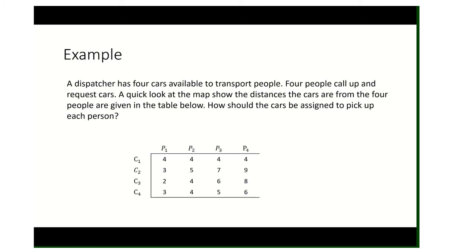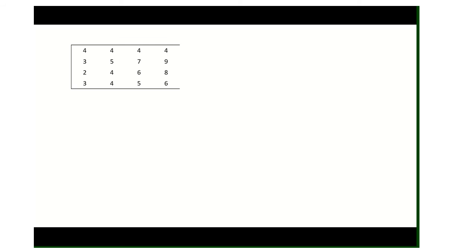So, another couple of examples to finish this up. Dispatcher has 4 cars available to transport people. 4 people call up and request cars. And so you can look at the distances between the cars and the people to pick them up. So how should the cars be assigned to pick up each person? So let's go through the problem.